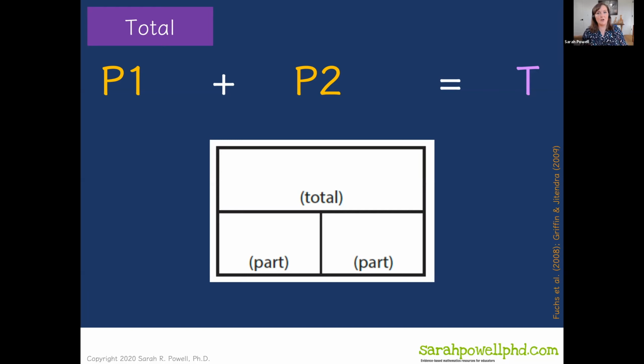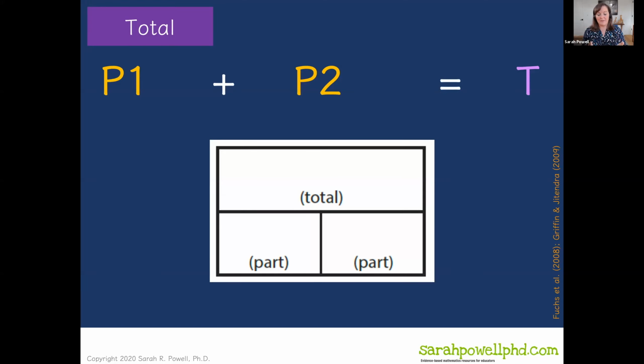of different ways that they can go about organizing that total information. They could use an equation. So here at the top is an equation that represents the total problem. So here we've got P1 plus P2 equals T. So part 1 plus part 2 equals total.